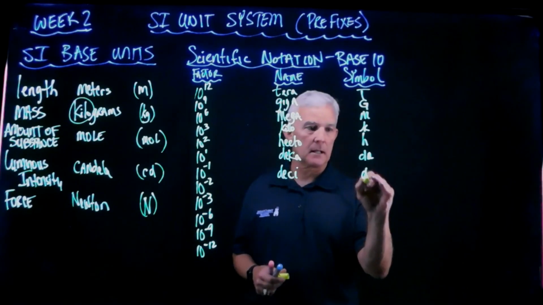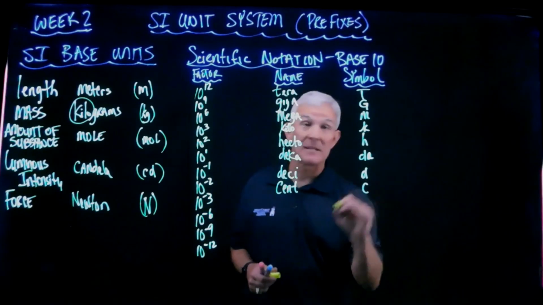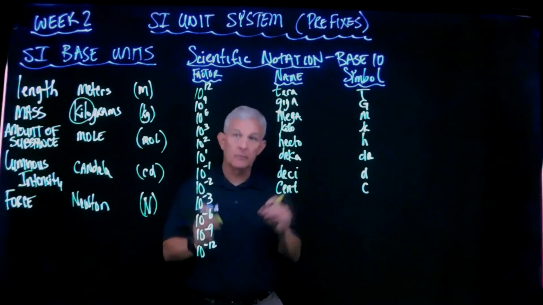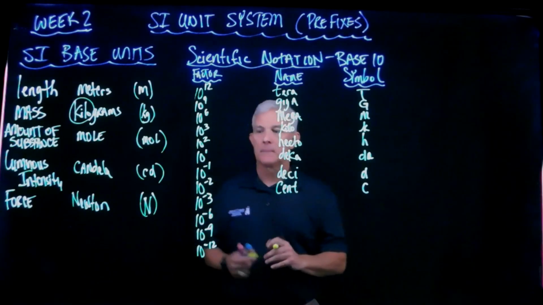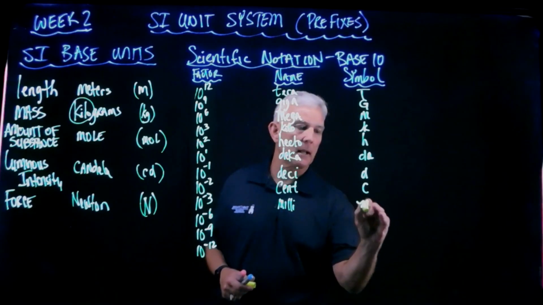We use a little d. We have centi, such as centimeter. There's 100 of those, 10 to the negative 2, 100 centimeters in a meter. 10 to the negative 3rd is milli, lowercase m.